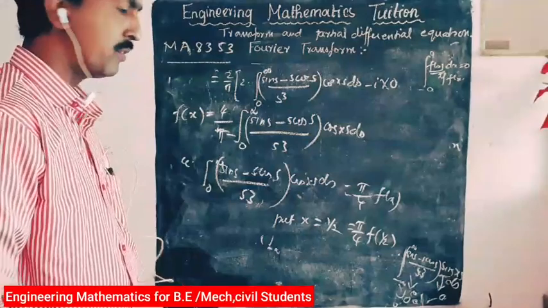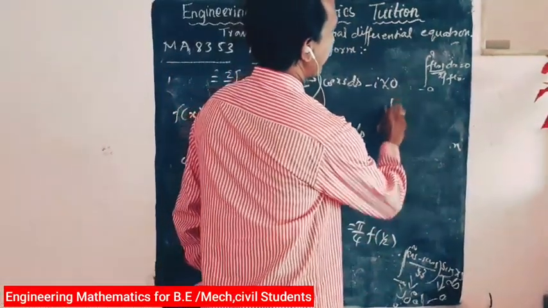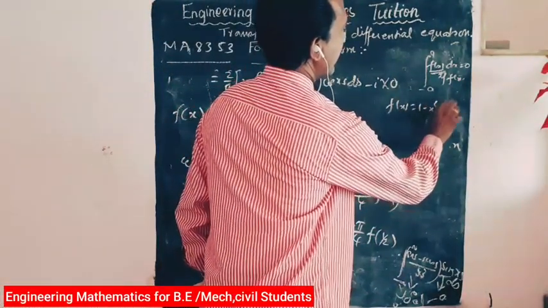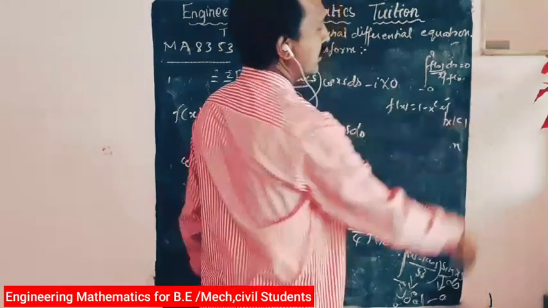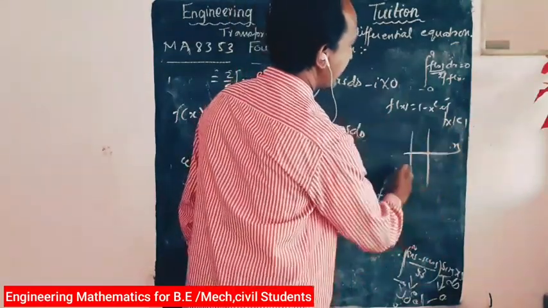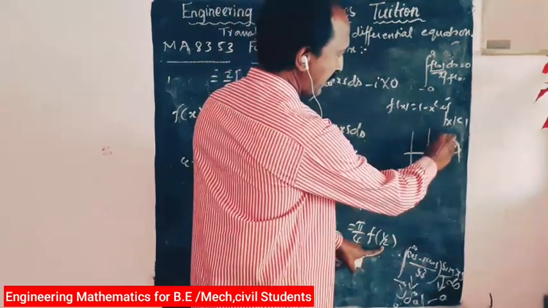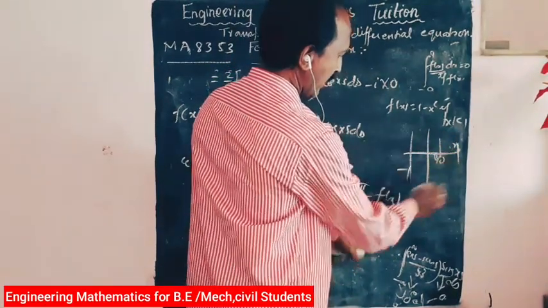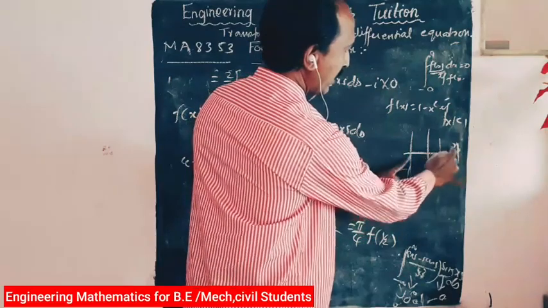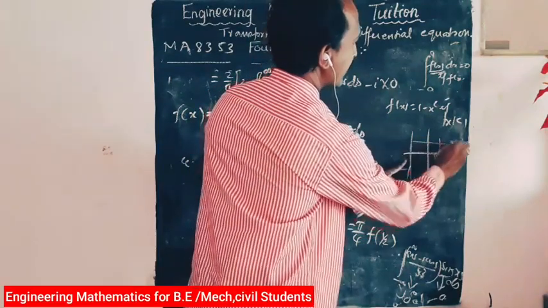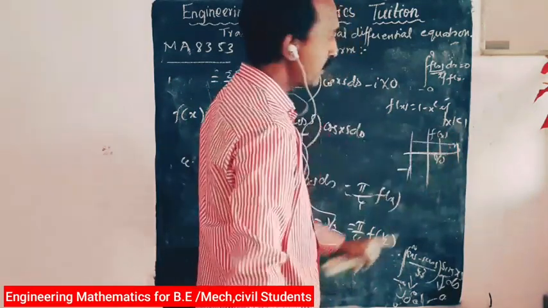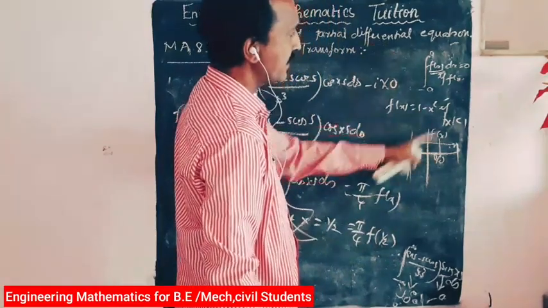What is f of 1 by 2? Actually f of x is defined as 1 minus x squared if mod x is less than 1. So mod x less than 1 means x varies from minus 1 to plus 1. Here x is equal to 1 by 2, so x lies in this range, and f of x is 1 minus x squared.